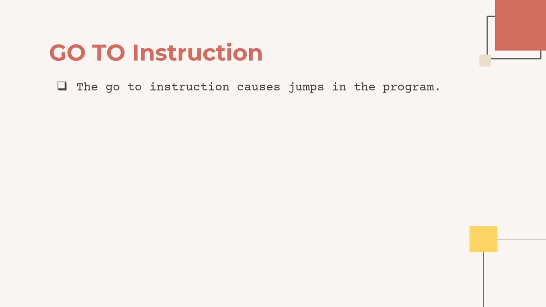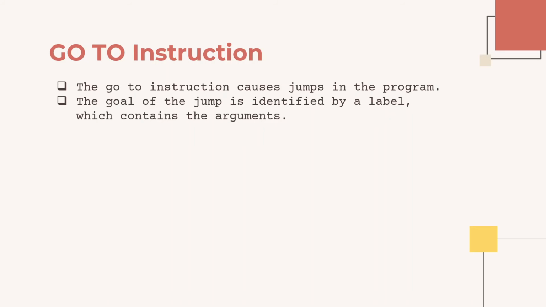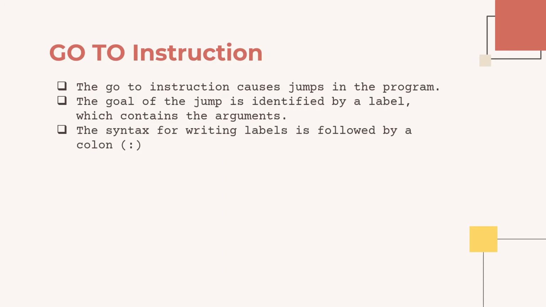And next we will discuss the goto instruction. The goto instruction causes jumps in the program. The goal of the jump is identified by a label, which contains the arguments. The syntax for writing labels is followed by a colon. This is the sample program to use the goto instruction.